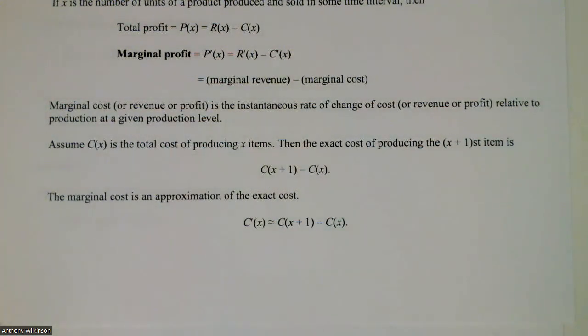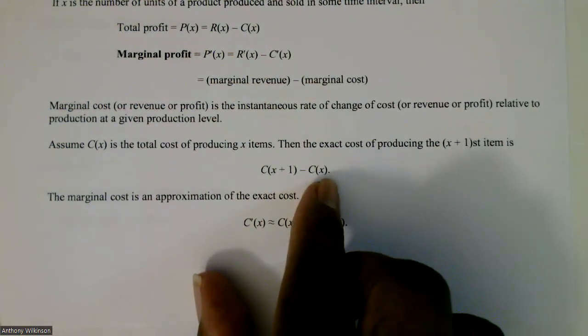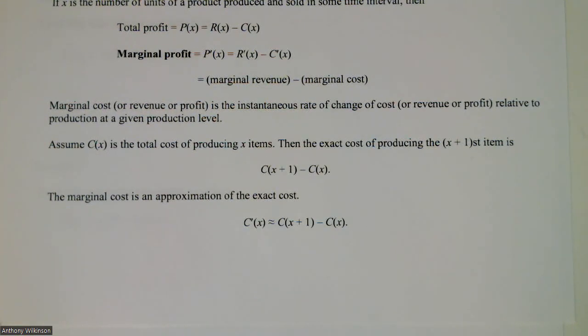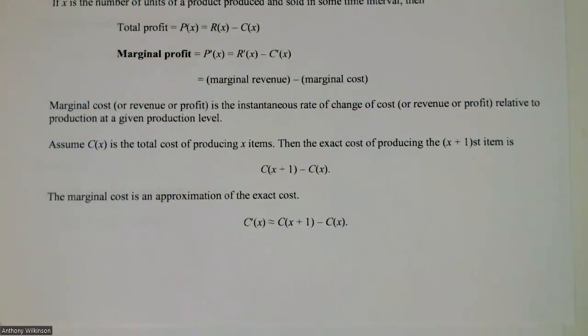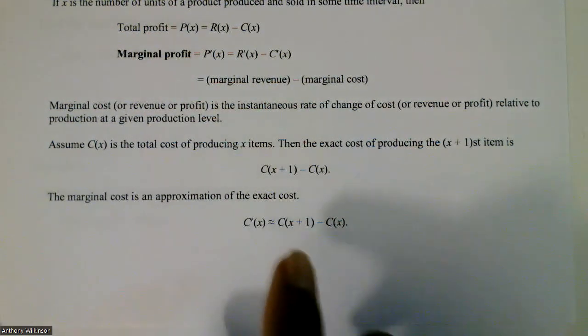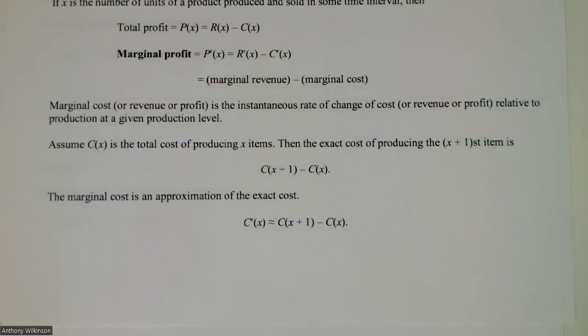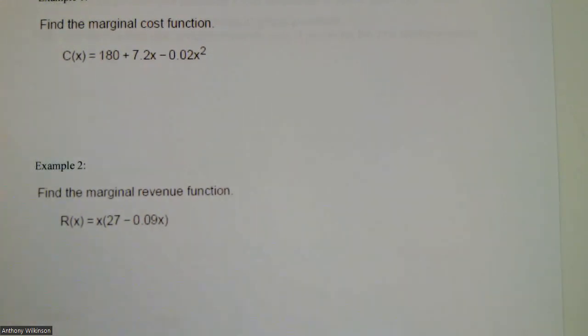Now, here we're going to assume that C of X is the total cost of producing X items. Then the exact cost of producing the X plus first item is C of X plus 1 minus C of X. What that means is, when you find the exact cost of producing one additional item, we use this. Then the marginal cost is an approximation of the exact cost. That'd be C prime of X is approximately equal to C of X plus 1 minus C of X. And C of X plus 1 again represents the cost of producing one additional item after X number of items have been produced. All right, so let's look at some examples here. Then we'll go into more detail about the things that I just talked about.